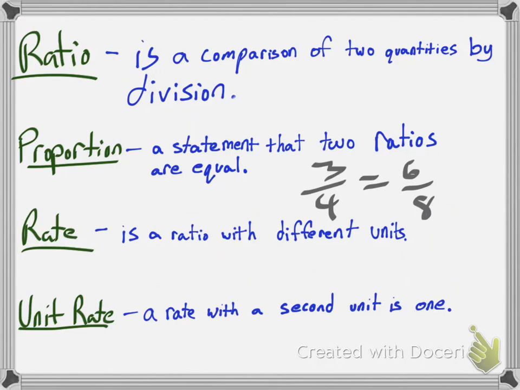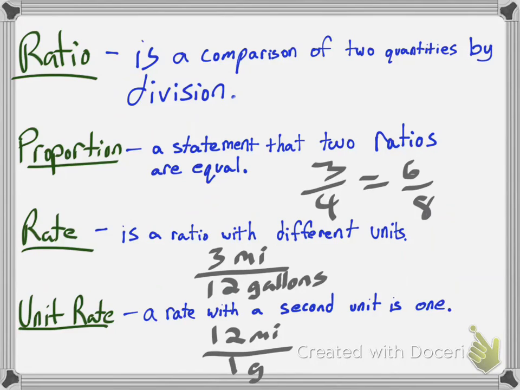Now, a rate is a ratio with different units. So in other words, like 3 miles over 12 gallons. They have two different units, miles and gallons, so that's considered a rate. It's a ratio that's comparing 3 and 12, but with different units. A unit rate would be like 12 miles per 1 gallon, where the second number, the second unit, is 1 in quantity. So there's ratio, proportion, rate, and unit rate.